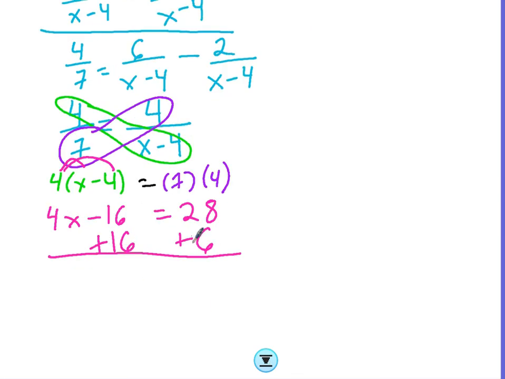And so, 16. So 4x equals 44. And then we divide both sides by 4 to get x by itself. So x equals 11.